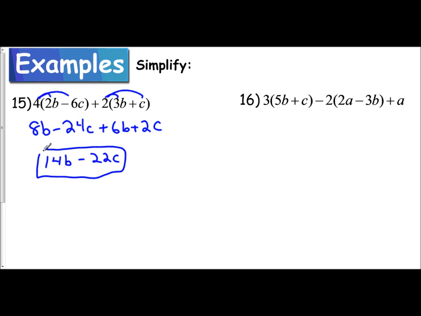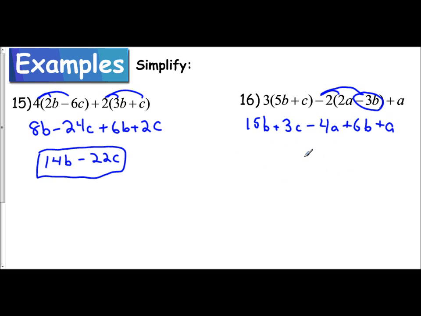Let's try the next example. Distribute the 3 into the parentheses and you get 15b plus 3c. Be careful when distributing the negative 2. Negative 2 times 2a is negative 4a, but when you distribute the negative 2, be careful, the negative times negative makes it a positive 6b, and then your plus a.